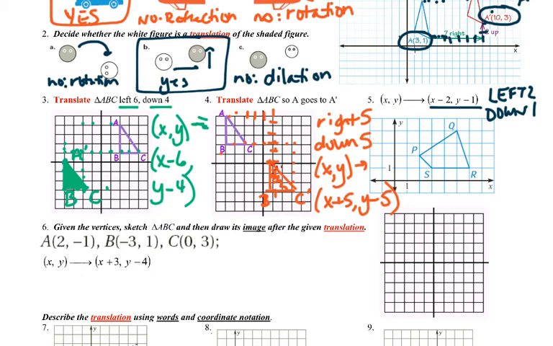So now I have to take each corner, so maybe I start with the Q, left 2, down 1. There's the new Q. P, left 2, down 1, new P. These don't always stay on the grid, but this one I think is going to be okay. Left 2, down 1. So now I have the new R, S, Q, P, like that, and I have to connect the dots.